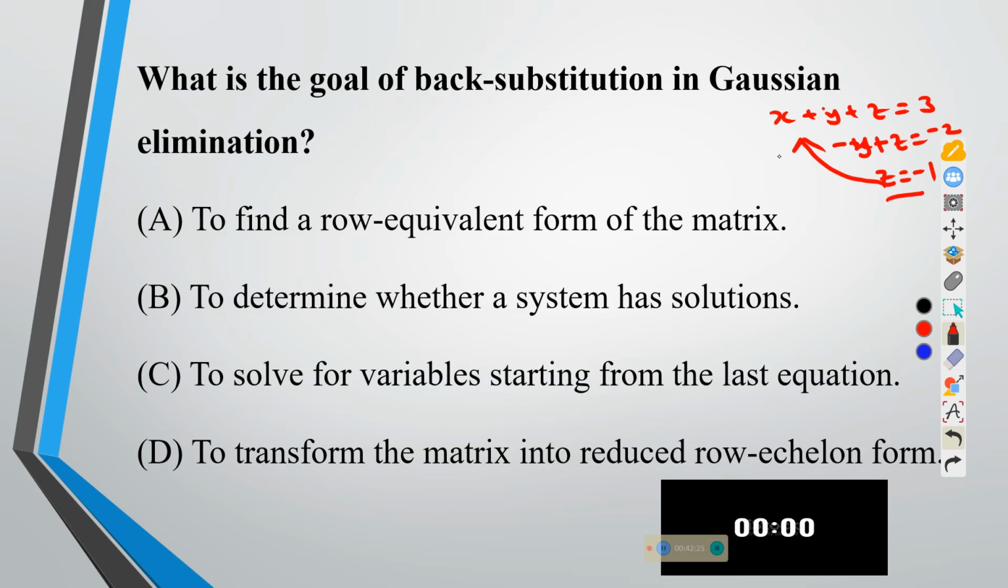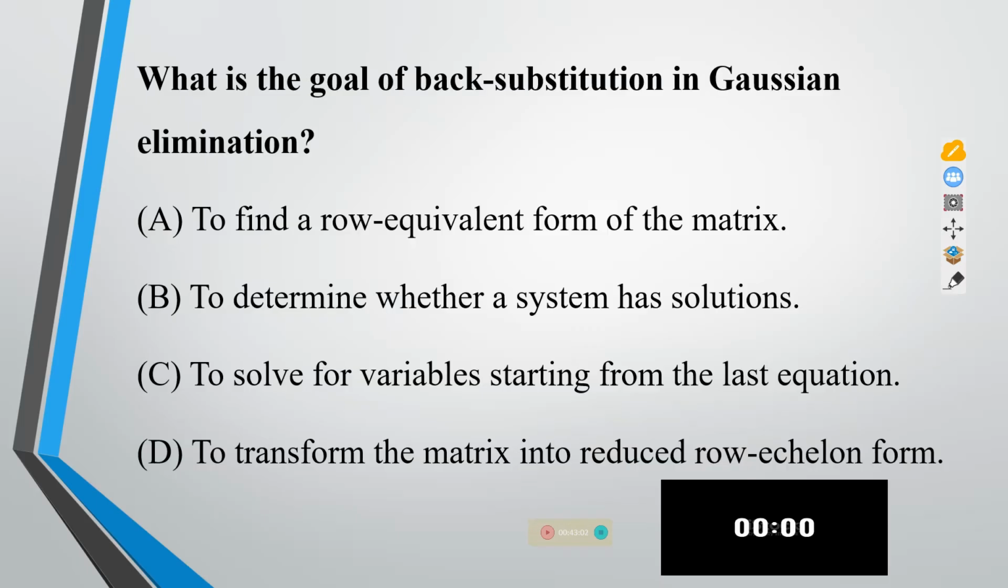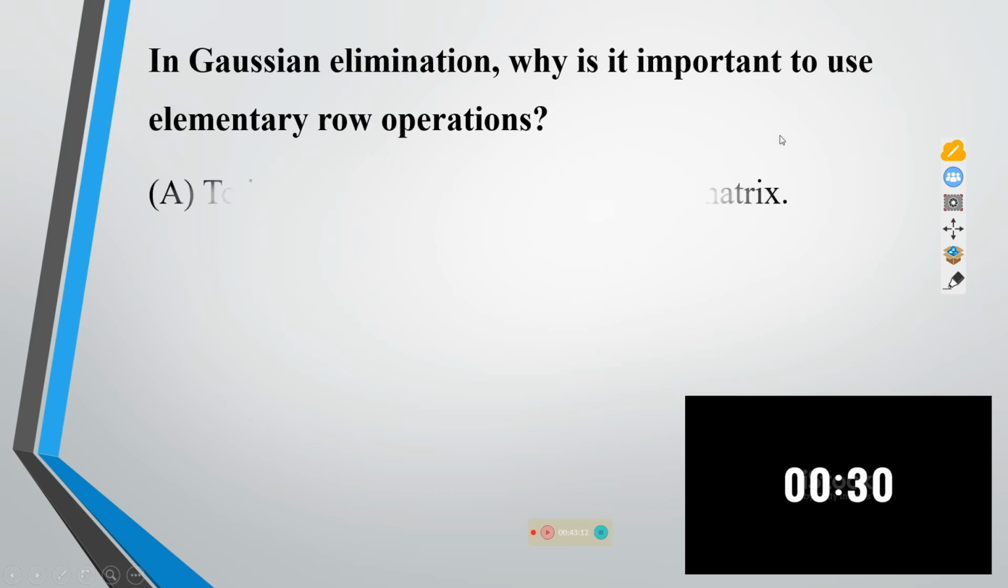So the most important thing here, or why we use Gaussian elimination using back substitution, is to basically solve for variables starting from the last equation. You start from here, you go to this one, you come to this. So that would be part C. So C will be our answer. So that is the basic goal for using back substitution. So we look at the next question.